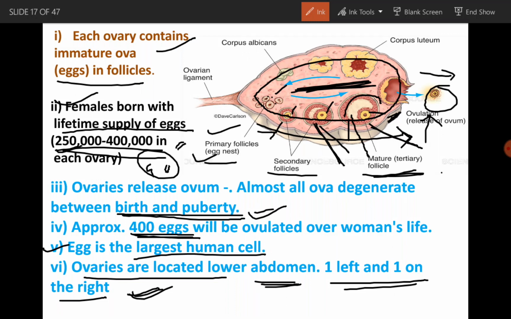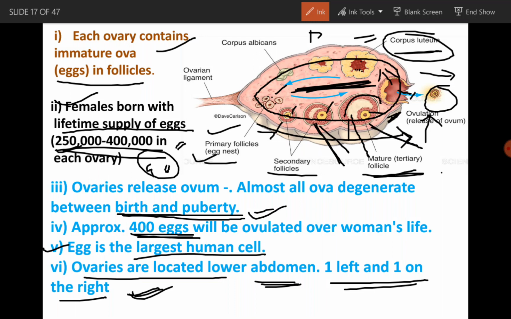So this process from this to this is completed within 14 days. On the 14th day, the Graafian follicle takes part in ovulation. The ovum is released, taken up by the fimbriae, and then transferred into the fallopian tube. The remaining part of the Graafian follicle, from where the ovum is released, is filled by blood, and this structure changes into the corpus luteum.